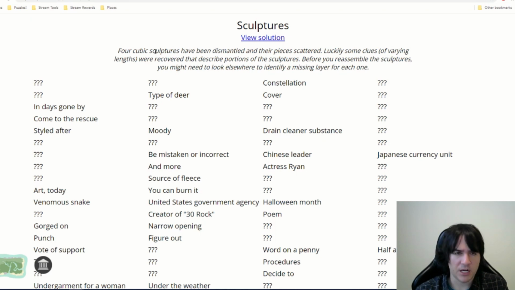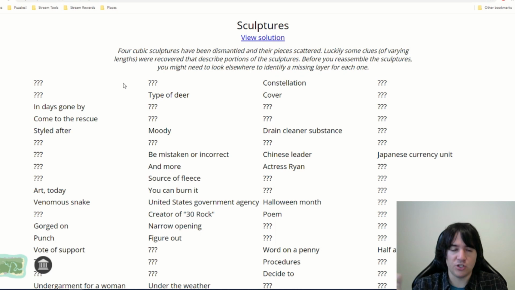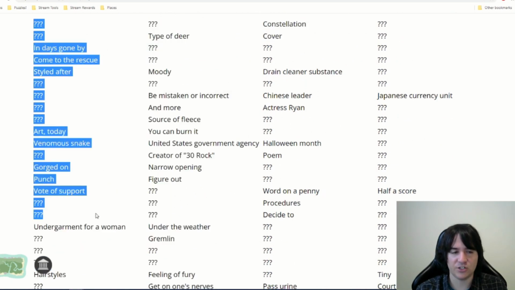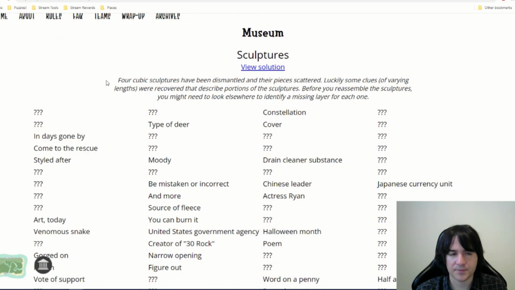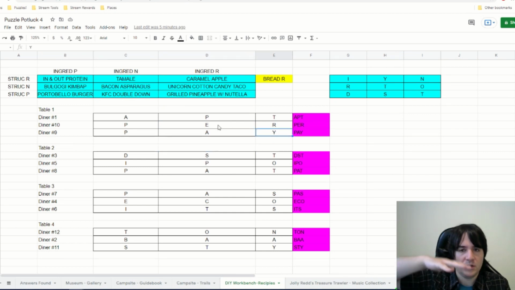I misread this the first time. I read it as sculptures of 4. So I thought each row here was, you know, like 4 sides of a cube. Well, a square, I guess. But now that I'm reading it, it's 4 sculptures. So I now think, and because of how this highlights, I think each column might be something. Before you reassemble the sculptures, you might need to look elsewhere to identify a missing layer. So I'm thinking these are a missing layer of the sculpture that I then have to build up.